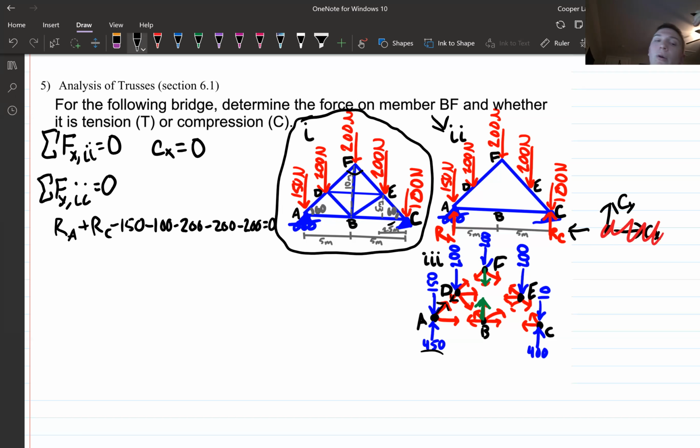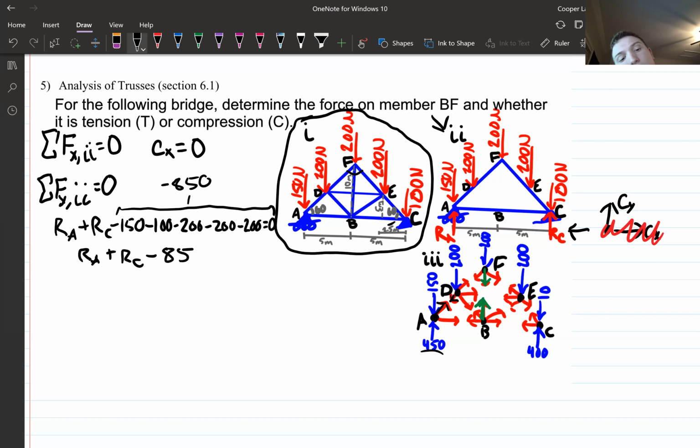So what we're going to do now is combine our like terms, or for instance, combine our constants as well. If we do that, we get R sub A plus R sub C minus 850, because that's the sum of all of those values. It's negative 850, and this all equals 0. So that tells me that R sub A plus R sub C equals 850.